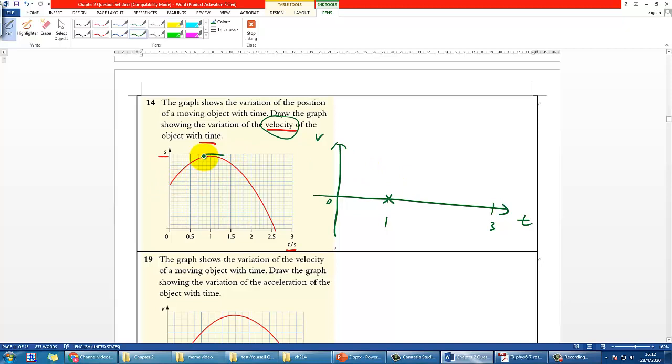Then I should find the slope for each point. I think I am supposed to sketch only, right? So I'll just do it roughly, I don't want to do any calculation on this. Initially it is very positive, then later it is less and less, and then becomes negative. So I believe it should be something like this. Initially it is positive, then at 1 second becomes 0, and later it becomes very negative.